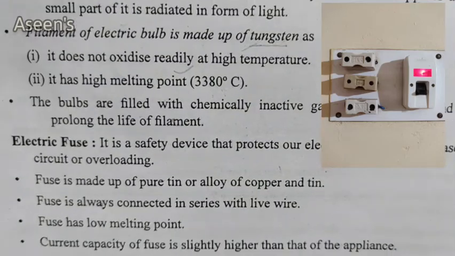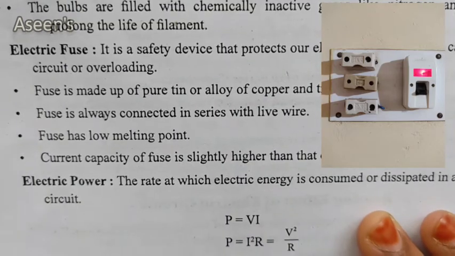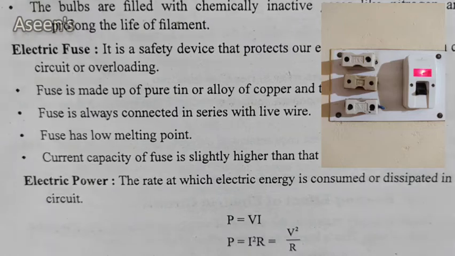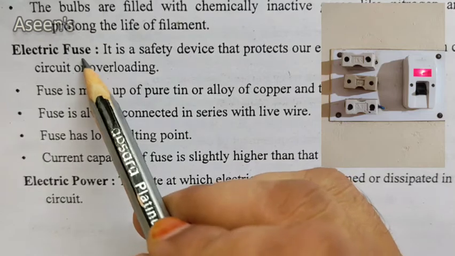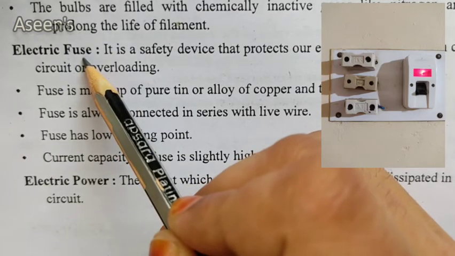Okay. So next, let's talk about electric fuse. What is this electric fuse? This is nothing but a safety device which will protect not only your appliances, but your entire house, your entire domestic supply, what you get at your home. The entire thing is kept safe through the electric fuse.